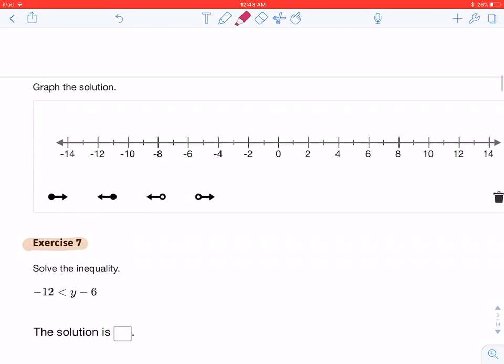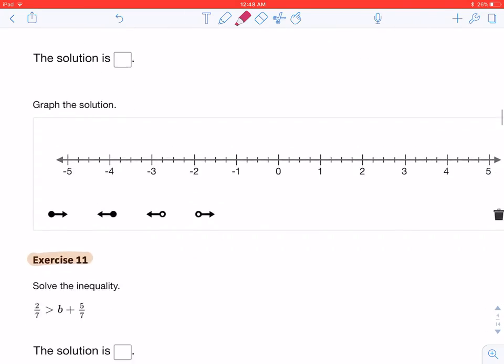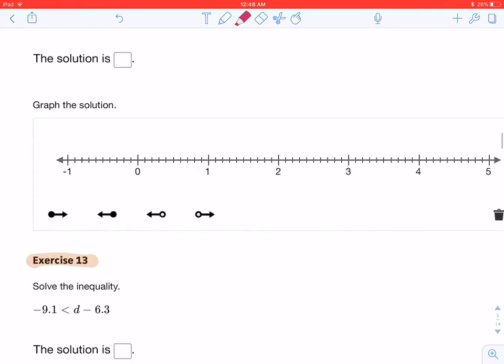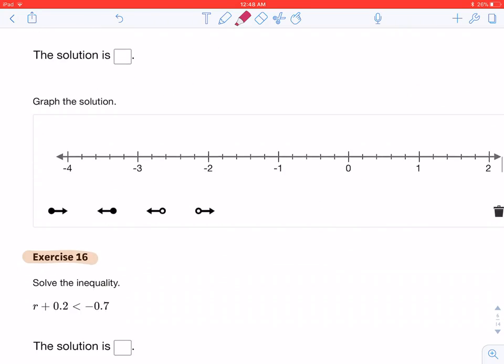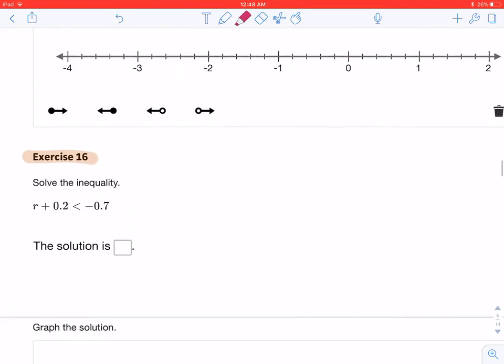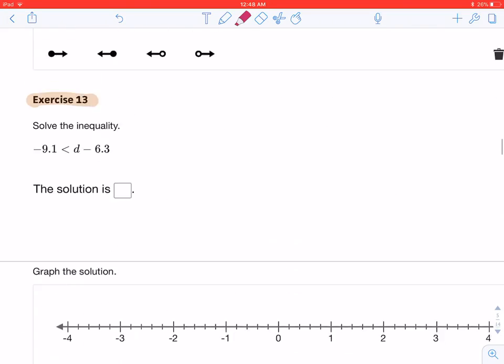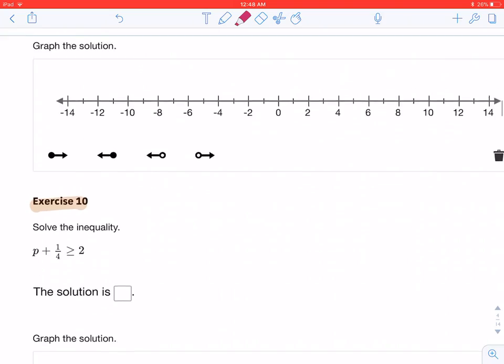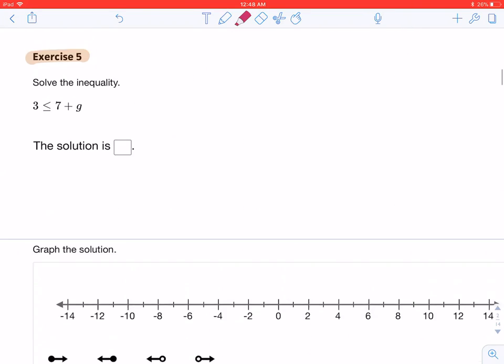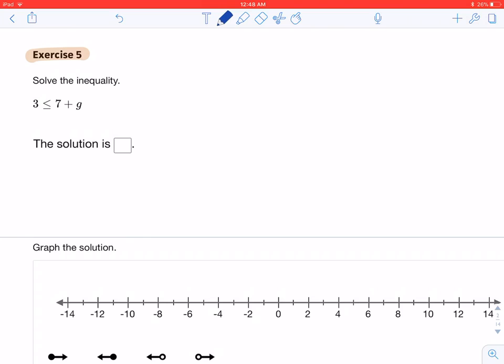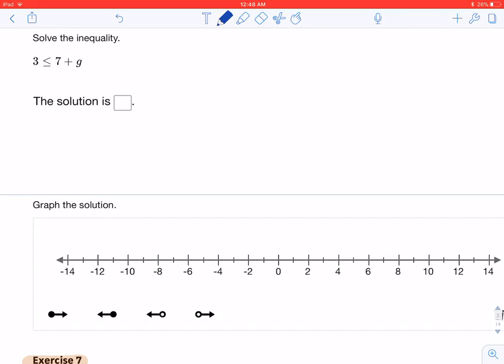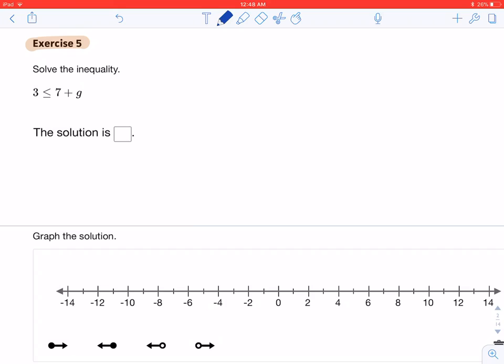Okay, for exercises 3, 5, 7, 9, 10, 11, 12, 13, 14, all the way up to 16, these all have the same thing. What you'll be doing for these is solving the inequality. And just a reminder, this means that you're going to be either adding or subtracting something from both sides to get the variable by itself. And then it looks like they want you to graph the solution as well.